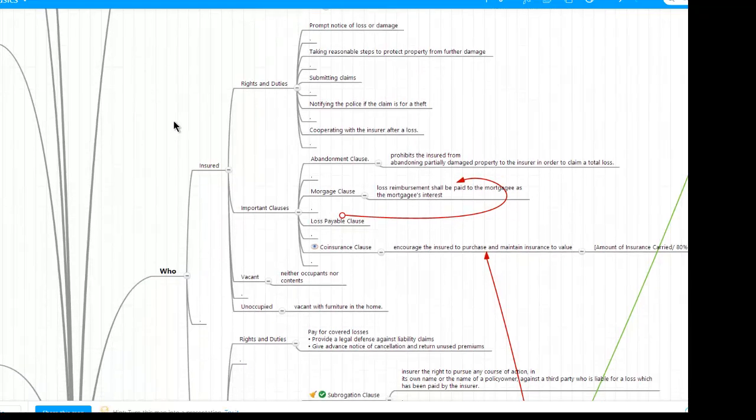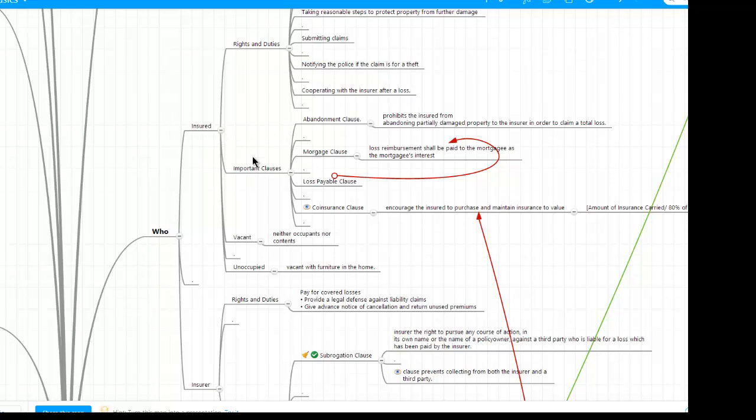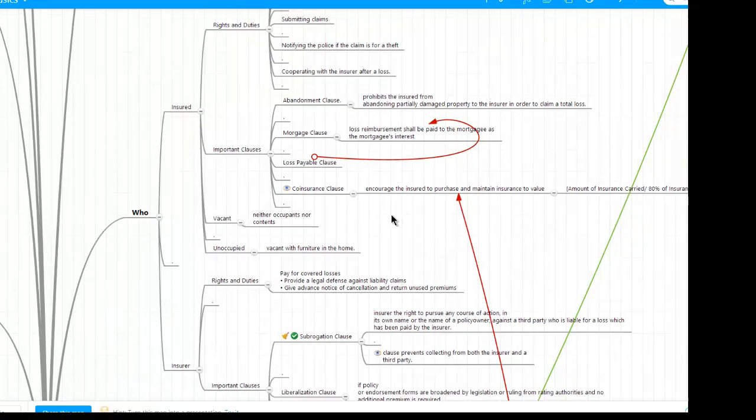Here are the important clauses. The Abandonment Clause prohibits abandoning partially damaged property to the insurer. You don't want to just leave it to them. There's a Mortgage Clause, and the mortgagee will always get paid first if there's a mortgage on the property. The Loss Payable Clause is the same idea. And then you have a Coinsurance Clause.